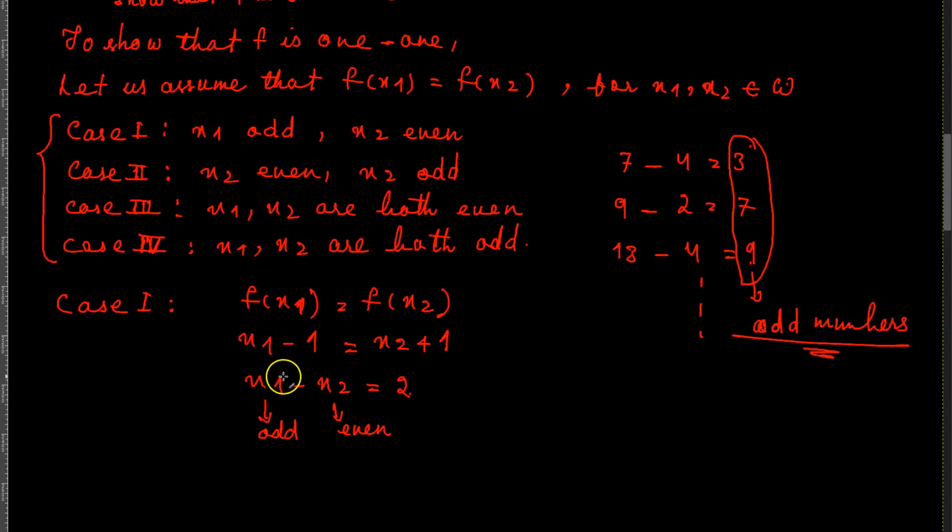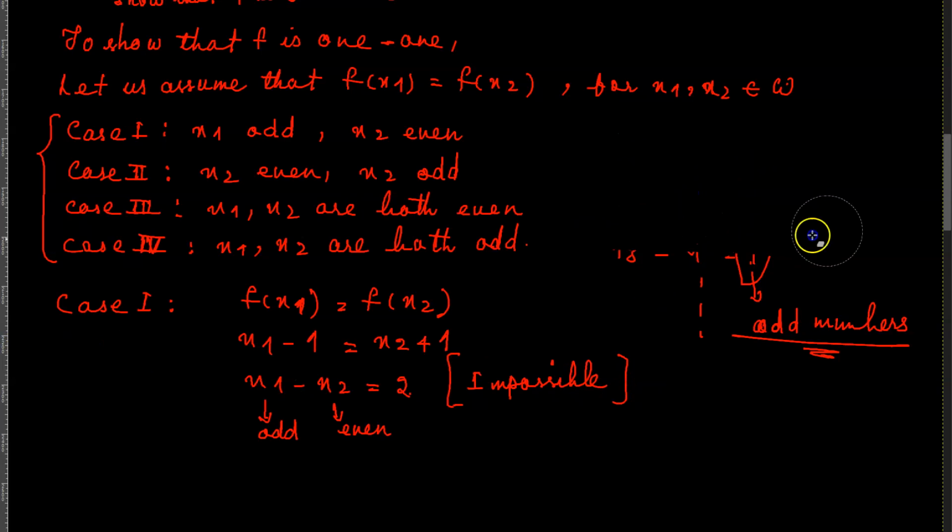That means that it's not possible that you subtract an even number from an odd number and you get an even number. It's just not possible. So this is impossible. This is an impossible case. That is basically the first case.